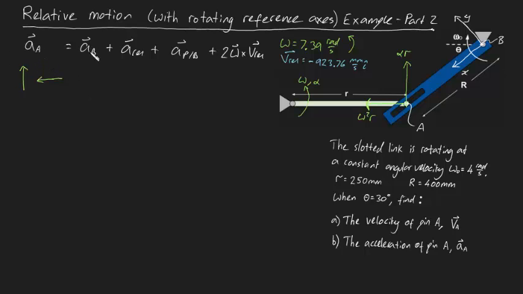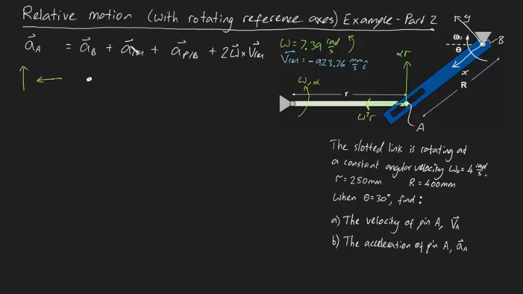Now let's draw the vectors that are making up the acceleration of B. Well, B is quite easy. We know it's going to be 0 because this pin isn't accelerating at all, so A B is going to be equal to 0.